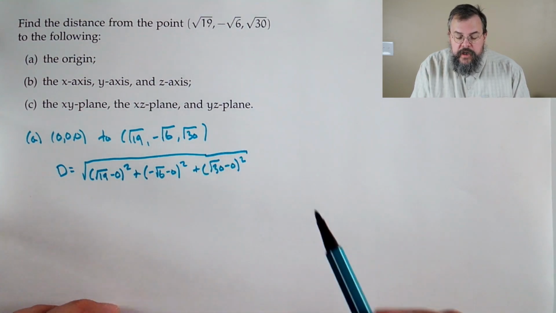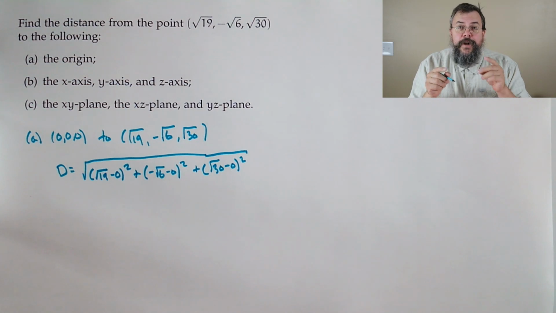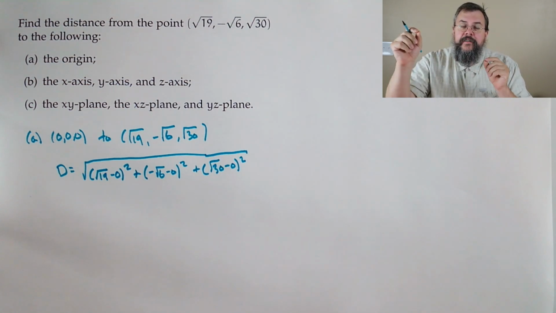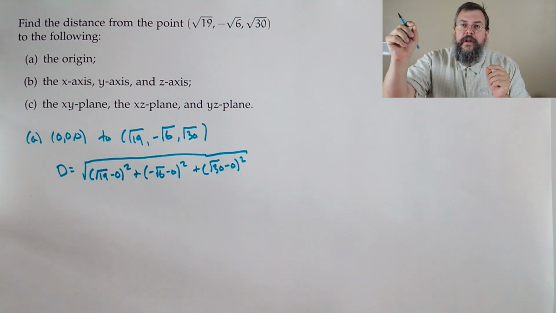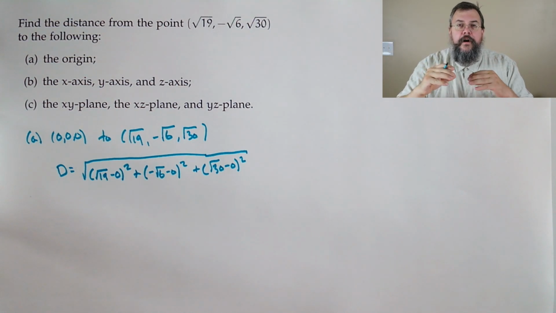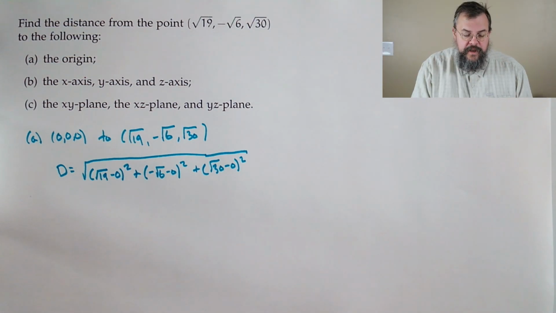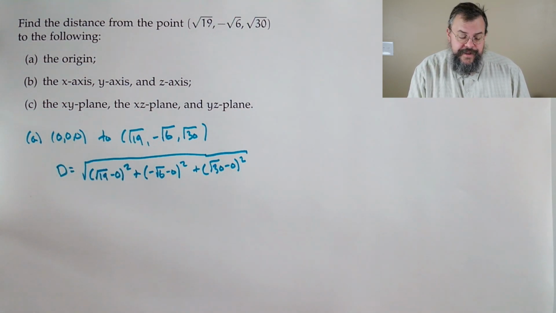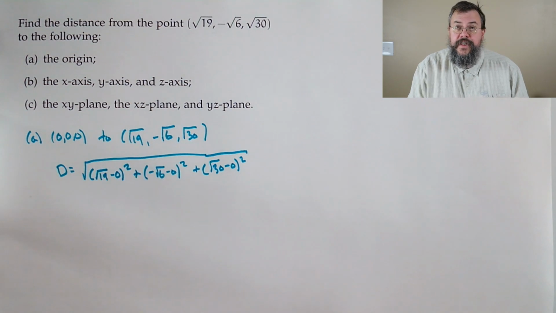Now you might be wondering, does it matter which one comes first? In other words, if I'm trying to get from here to there, say, what's the distance between this point and that point? Is it the same as if I said, let me think of this as my first point and that as my second point? The answer is, of course it won't matter. It'll still be the same thing. So we could have done, for instance, 0 minus square root of 19 and 0 minus minus root of 6. It will all still be the same at the end.